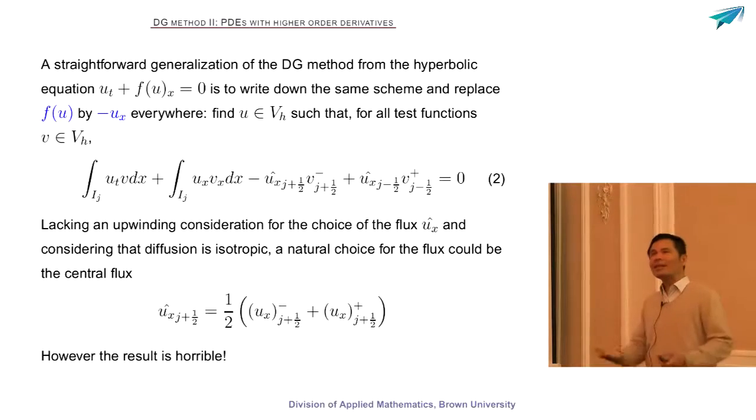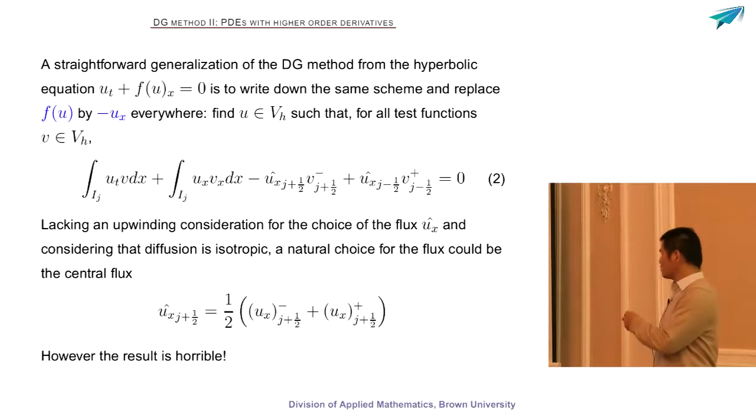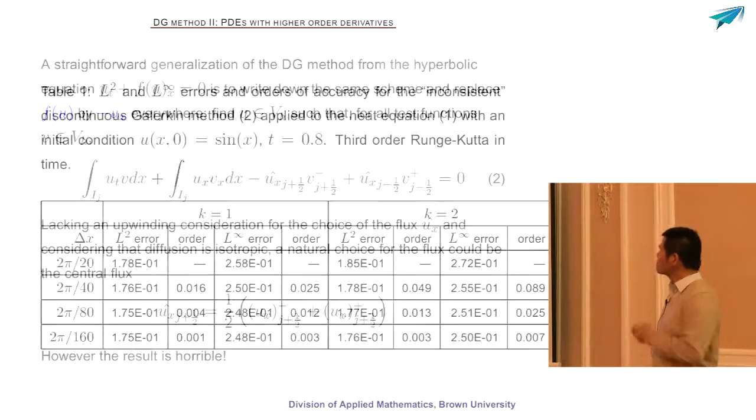You can change your hyperbolic code maybe in half an hour to get this code, right? All you need to do is that whenever you see minus fu, you replace it by ux, which is again a polynomial of one degree lower, and this flux, you replace it by this average, the arithmetic mean. However, if you go to the computer and do numerical experiments for this scheme, you will get horrible results.